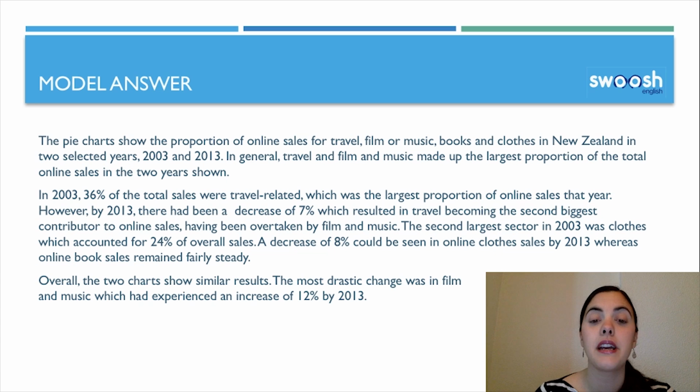"In 2003, 36% of the total sales were travel related, which was the largest proportion of online sales that year. However, by 2013, there had been a decrease of 7%, which resulted in travel becoming the second biggest contributor to online sales, having been overtaken by film and music. The second largest sector in 2003 was clothes, which accounted for 24% of overall sales. A decrease of 8% could be seen in online clothes sales by 2013, whereas online book sales remained fairly steady."